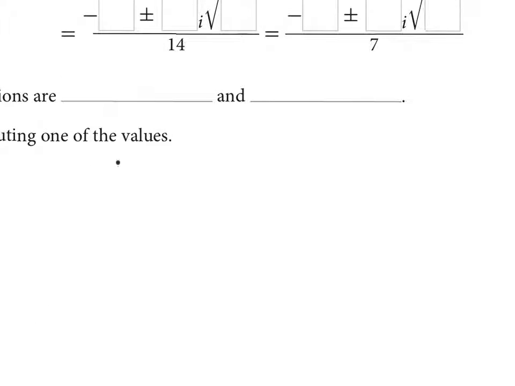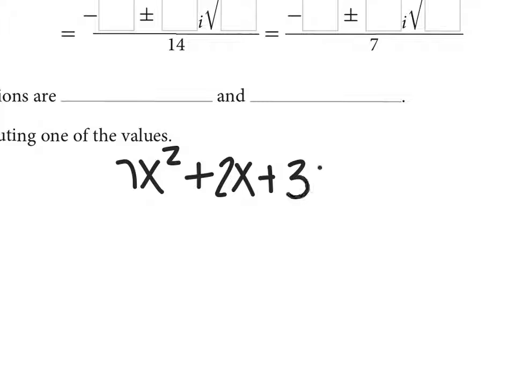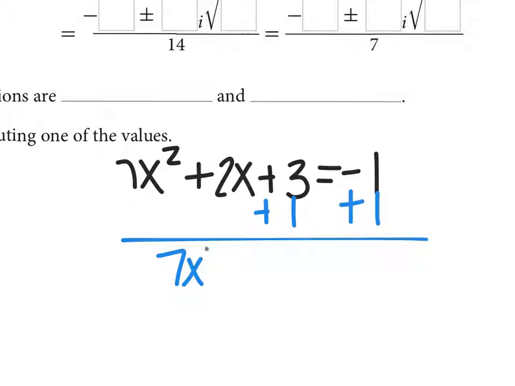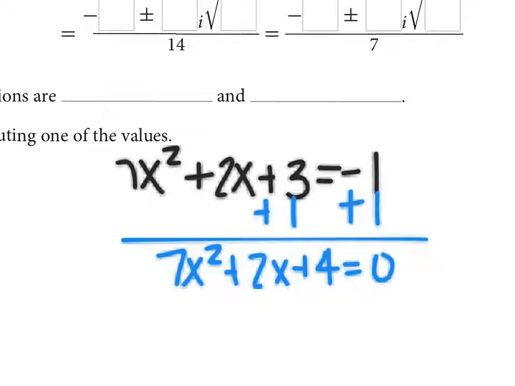So our problem is 7x squared plus 2x plus 3 equals -1. The only thing you need to know about the quadratic formula is that it has to equal 0. That's the big thing. So does this equal 0 at this moment? How do you get it to equal 0? You add 1 to both sides. So you get 7x squared plus 2x plus 4 equals 0. And this is the problem that we're going to work with.